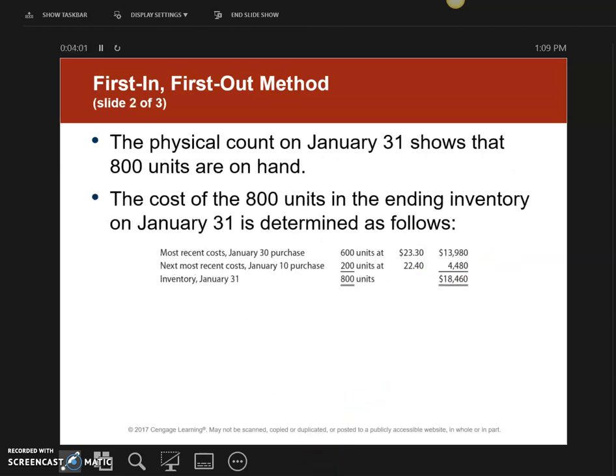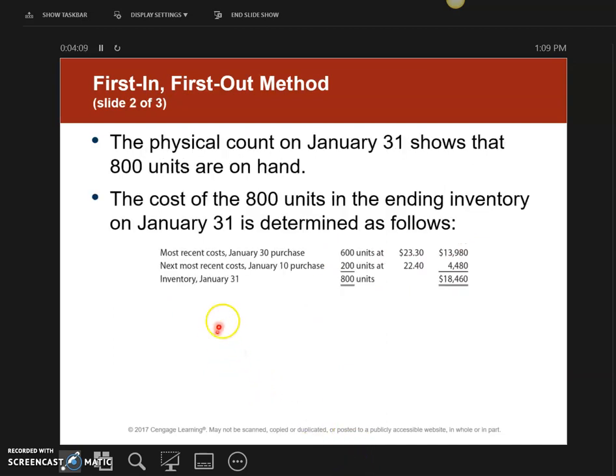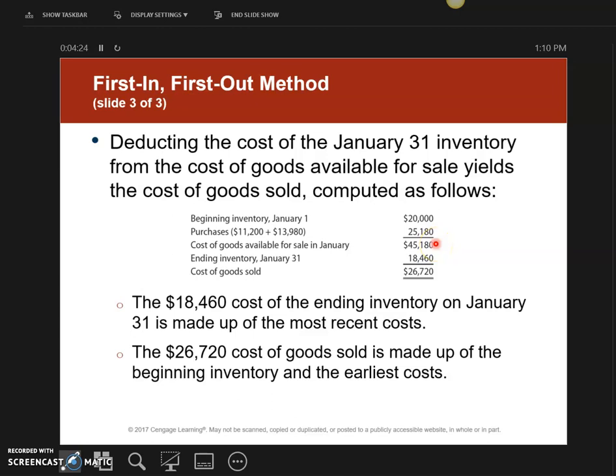So I'm going to back up a few slides. Here's the cost of all my inventory. Here's the quantity. Here's the 800 pieces, which we determined is going to be a total of $18,460. So this is the cost of my ending inventory. And when I know that, the cost of all my inventory minus my ending inventory equals what I actually sold. So this is the periodic FIFO method. You will have homework problems that will deal with this. Next, we're going to go to periodic LIFO.